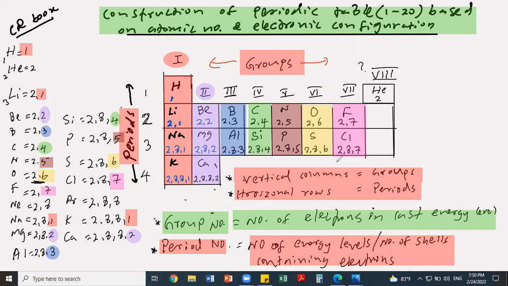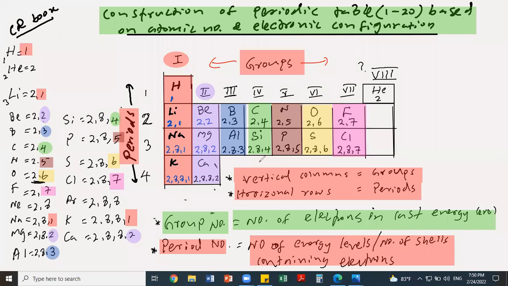This is one drawback of the modern periodic table. What is the drawback? Position of helium is the problem. Why? Helium's configuration does not match with group 8. But anyway, can't help, they have given priority to the properties rather than the configuration in the case of helium.